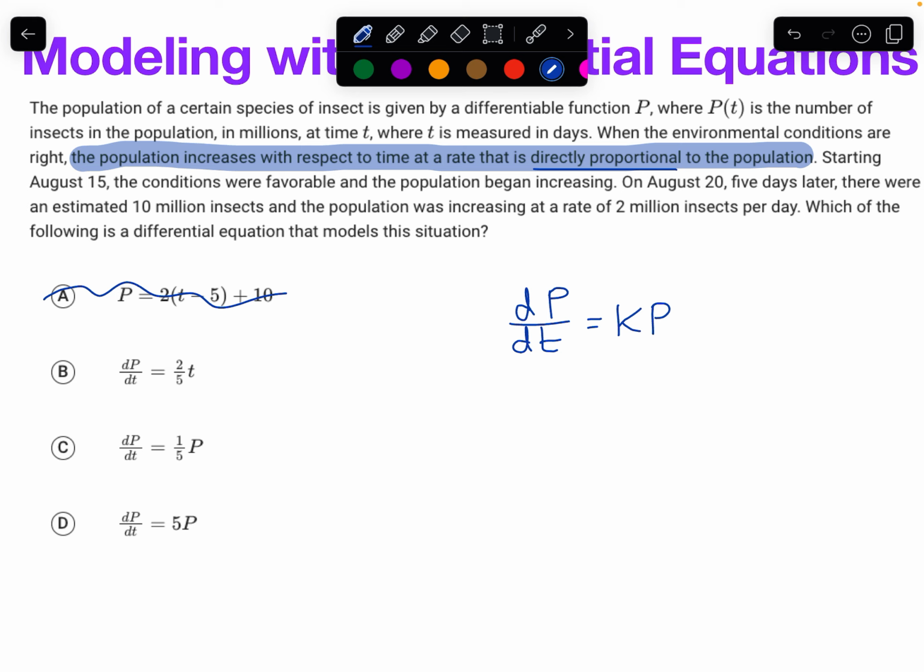Is it 2/5? Is it 1/5? Well, even this one isn't right because there's a T instead of a capital P over there. So narrowing it down even further, is k 1/5 or is it 5? Well, we need some more information, and we're given that information here. We are told that 5 days later, the population is 10 million, and the population is increasing at a rate of 2 million insects per day.